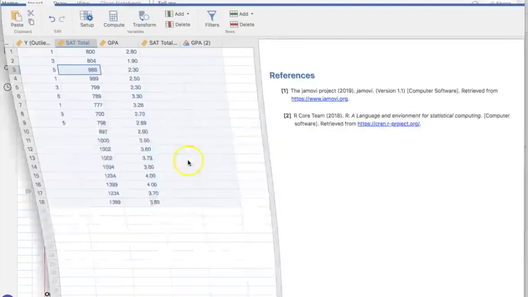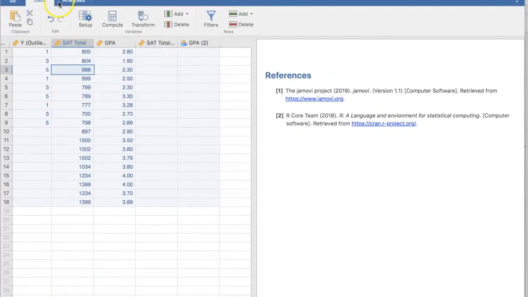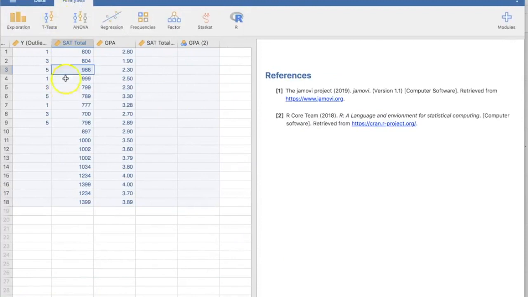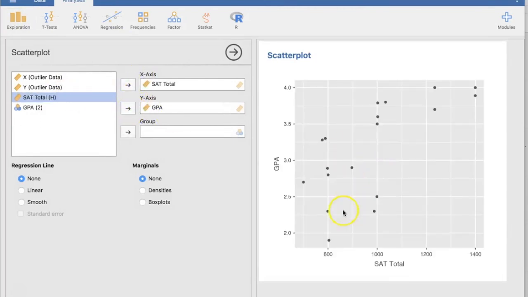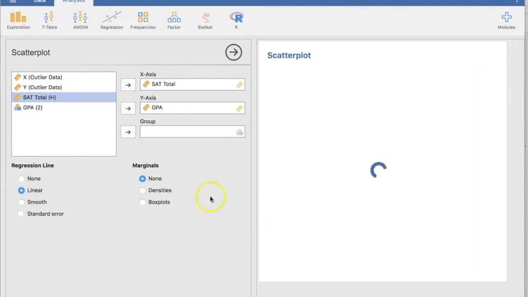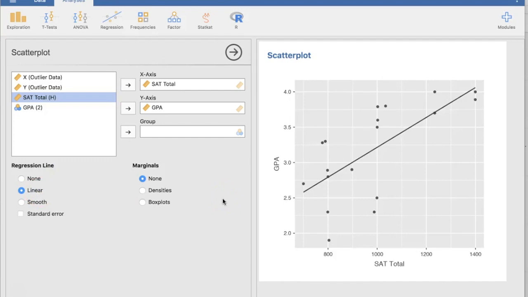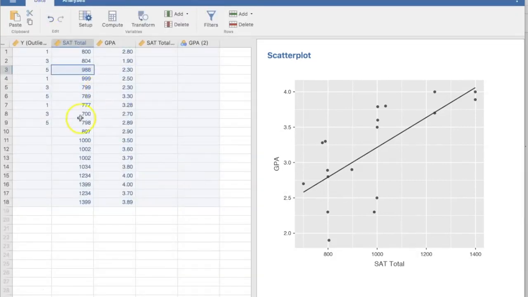So I made up some data in Jamovi to basically do the same thing. I have a variable that's SAT total, and then I have a variable that's GPA. Let's just do a scatter plot for the whole thing. That looks positively linear, and Jamovi has this option where you can actually put a line in there. Yeah, positively correlated.